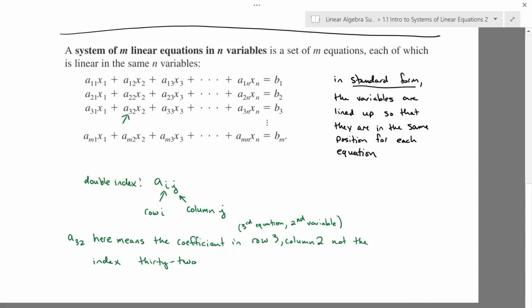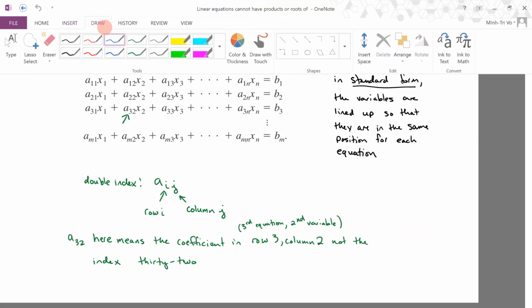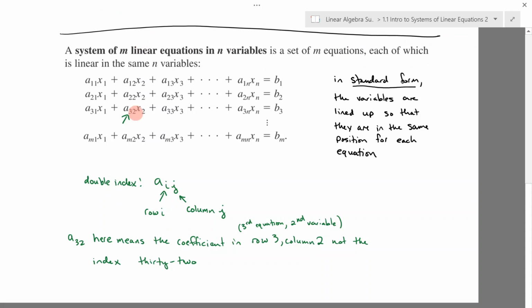So sometimes it's written with a comma, and sometimes it's written without a comma, like it's written here, right? But if you want to make it a little bit less confusing, you can write it like a sub i comma j, where you separate the two indexes with the comma, so that it's clear that they're representing different things instead of the number 32, right?